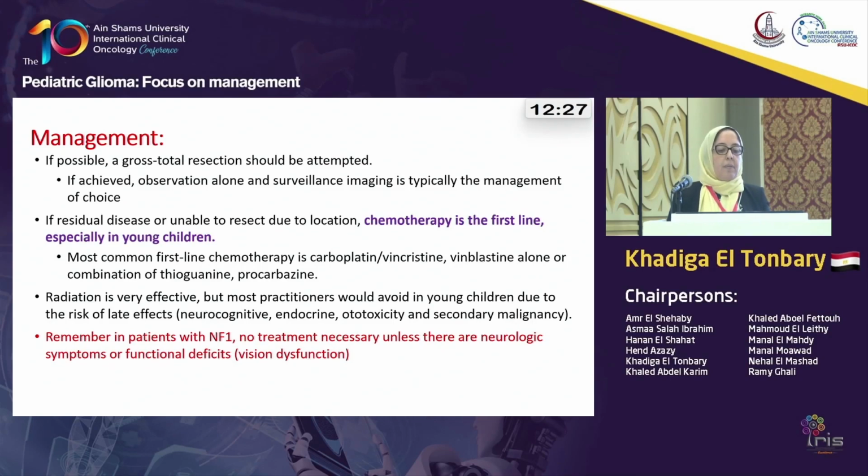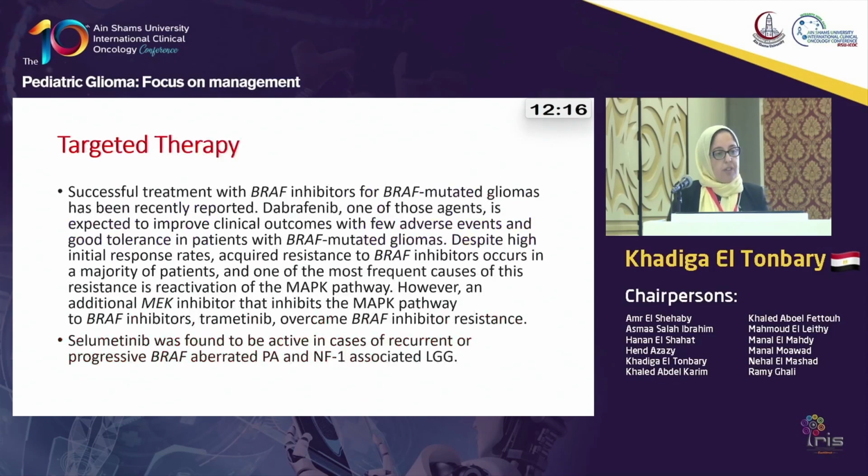progression or symptomatic patients, this is carboplatin, vincristine, or vinblastine. Radiation as well, however, it's limited in patients with neurofibromatosis and in young infants. Targeted therapy, through knowing the molecular genetics, and I hope that we will have the lab helping in molecular identification of CNS tumors. There is successful treatment with BRAF inhibitors for BRAF mutant gliomas.